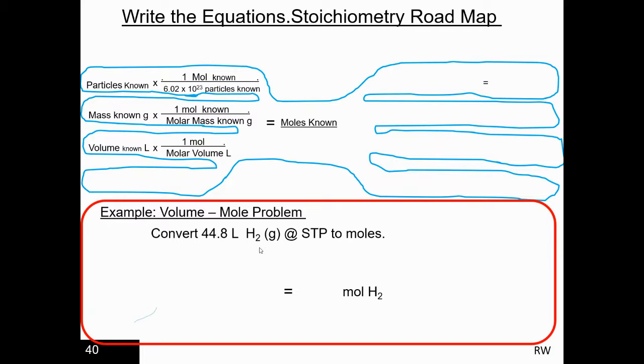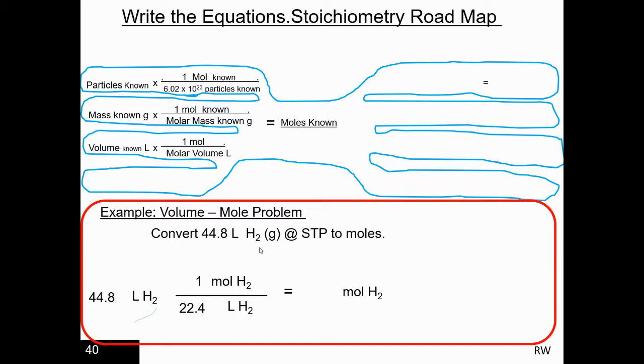And so you've got moles of hydrogen, and you're starting out with 44.8 liters of hydrogen. So your conversion factor would have moles of hydrogen up top and liters of hydrogen in the bottom. So the liters of hydrogen would cancel. And there's where you need the molar volume concept. The molar volume is 22.4 liters per mole. That's a known quantity. So that goes in the denominator.